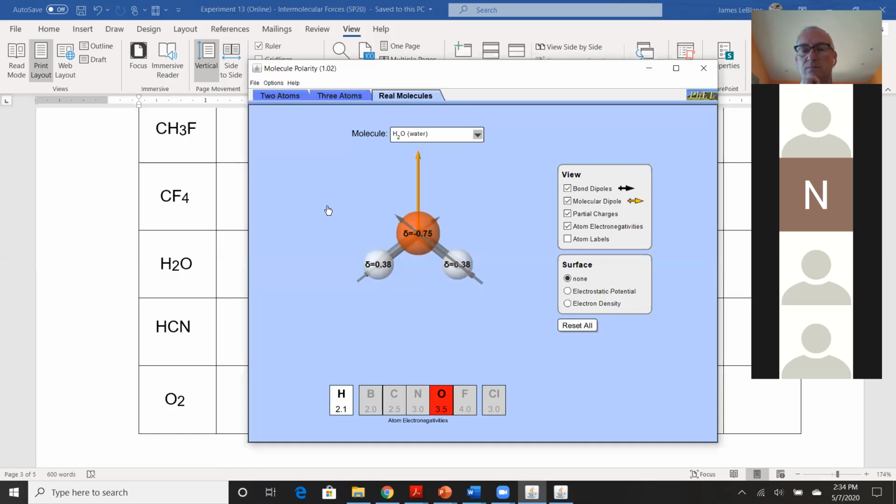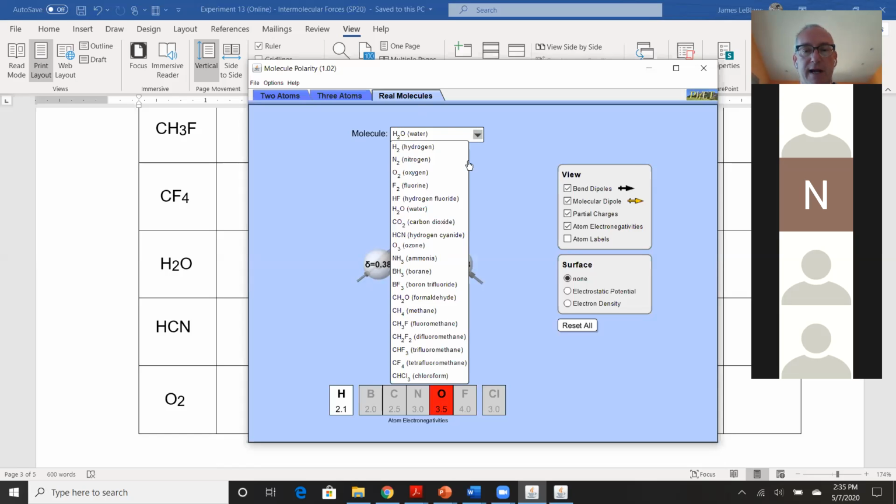So then you want the electronegativities and the partial charges, and then whether or not it has molecular dipoles, yes or no, bond dipoles, yes or no, and whether it's polar or not. And then finally, based on all of that, what kind of intermolecular interaction it is going to have. So let's look at hydrogen cyanide.